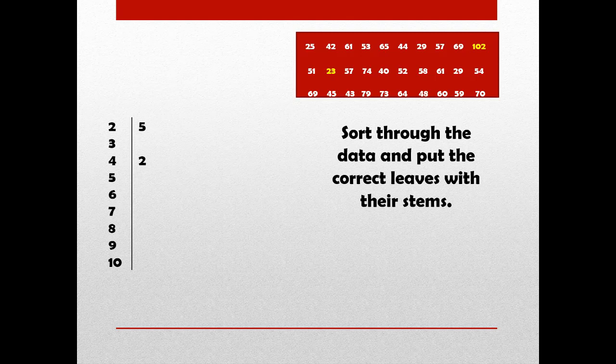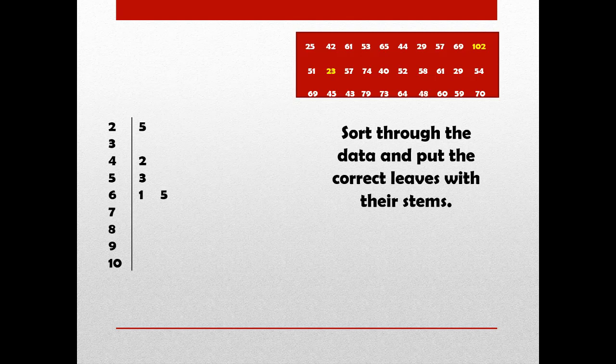61 has a stem of 6 and a leaf of 1. So we go to where the 6 is and we put a 1 on the other side of the line. 53, so we've got 5 on the other side of the line, 3. 65, so where the 6 is on the other side of the line, we put a 5. Now we've already got a 1 over there, so we just go over a little more space.